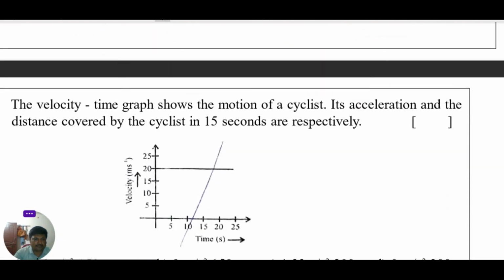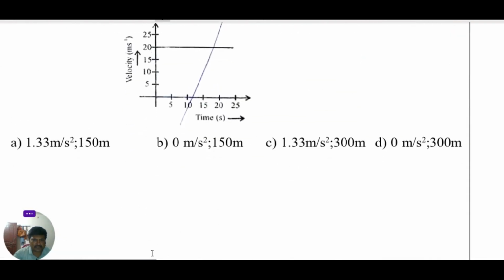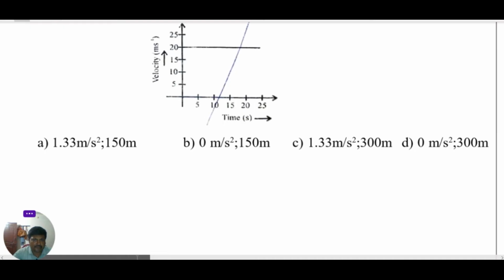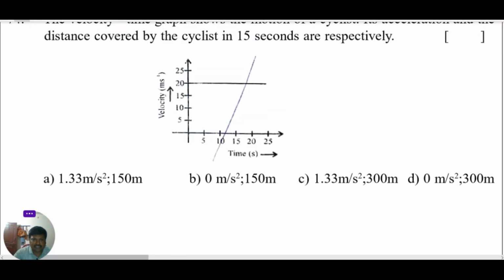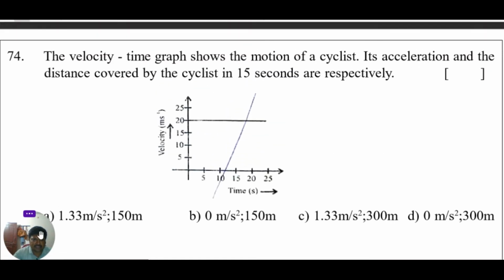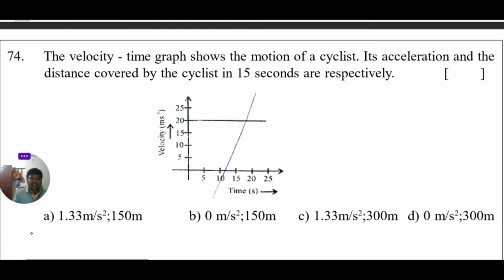Next, 74th question. Look at the screen, my dear. The velocity time graph shows the motion of a cyclist. Its acceleration and the distance covered by the cyclist in 15 seconds are respectively?